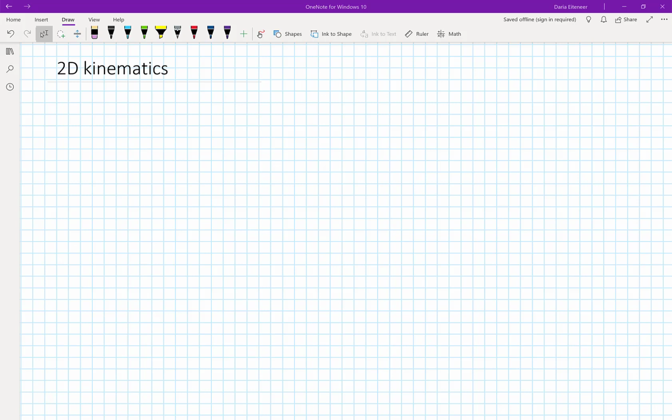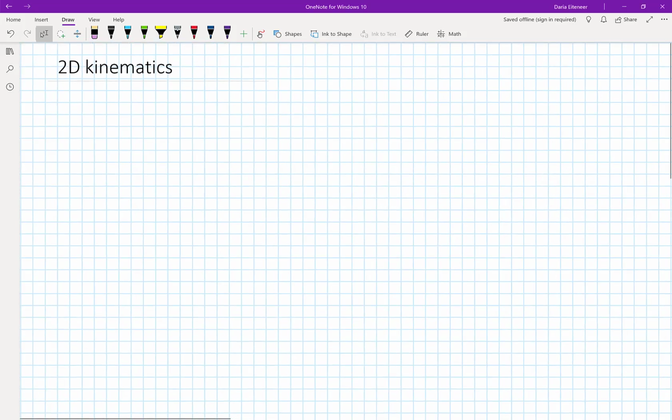In this set of lecture notes, we're going to talk about 2D kinematics. First of all, let me remind you what we learned about 1D kinematics. We learned that kinematics is basically a description of motion without discussing reasons for that motion. For example, if a ball is thrown upward, we don't really discuss why or how it was thrown upward. We only discuss its subsequent motion.